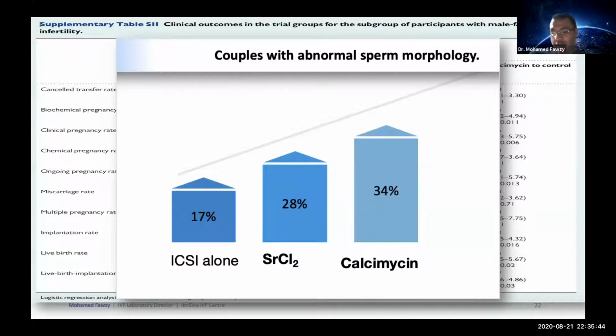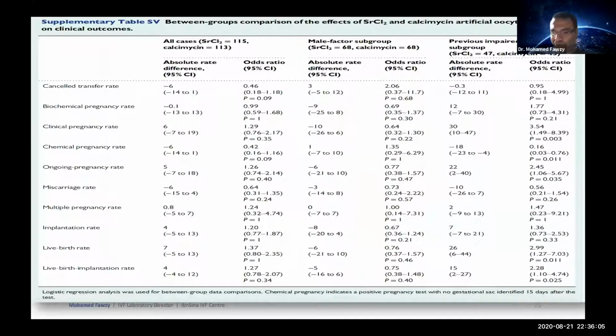Calcimycin activation provides additional calcium entry from the surrounding medium, boosting the initiation of calcium oscillation. In this situation, strontium chloride may have less effect because the defect is not with the calcium oscillation machinery itself, but just the initiation of the oscillation.